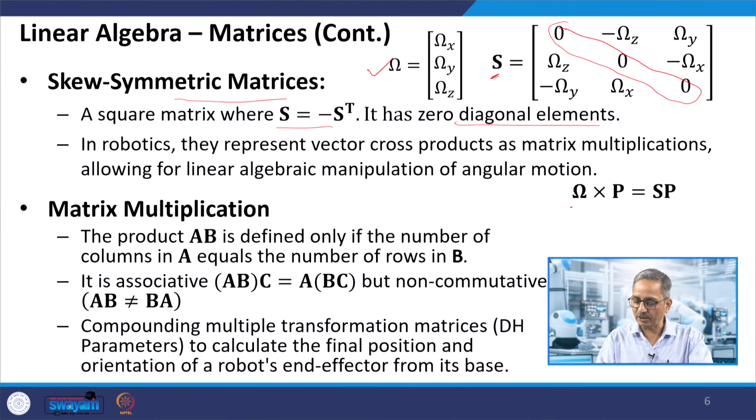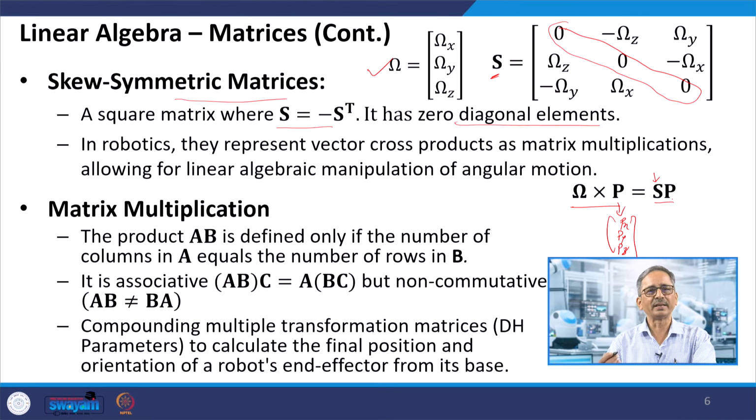Now, if I take the vector cross product of this omega with P, having x, y and z components, say px, py and pz, this vector cross product is equal to the matrix multiplication of this skew symmetric matrix S and the vector P. This is very convenient, especially when we are trying to find out how velocities propagate from one link to the next link, and we will see those things in the coming lectures.